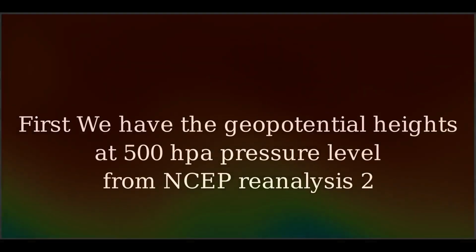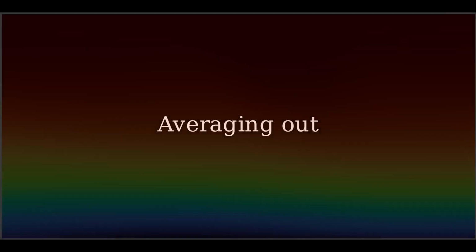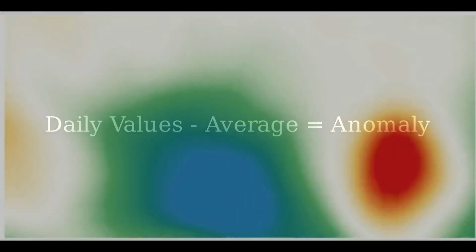To calculate the pressure anomalies, first we have to get the geopotential height data. We can get that from NCEP reanalysis 2 in this case, and then we have all the time series of pressure data, which we are going to use, and then we are going to average them. After averaging, we get a single raster, and by subtracting the average from all the daily values, we'll get the pressure anomalies, which look something like this. They have patches of high and low values of anomalies that we can use to cluster together into weather regimes.